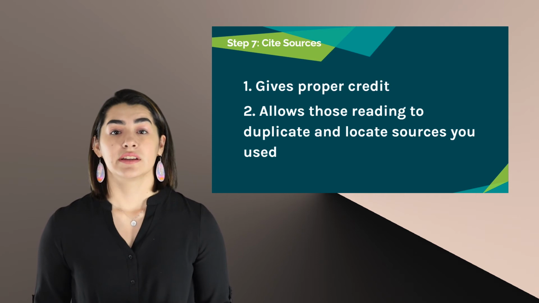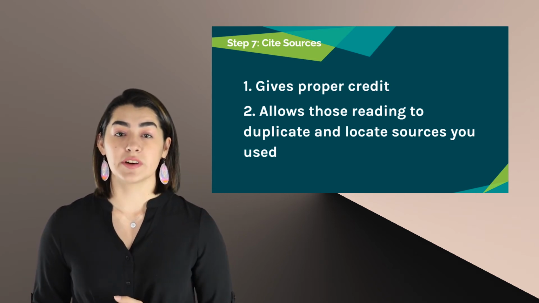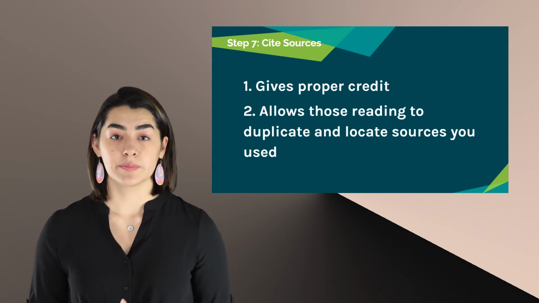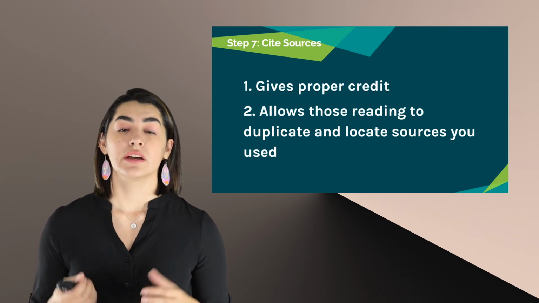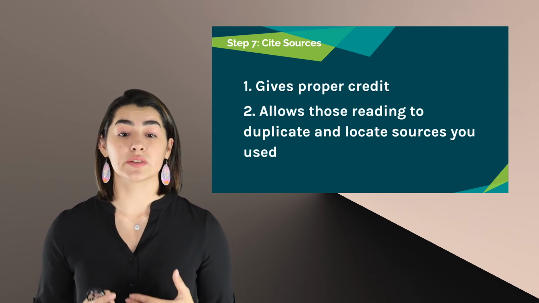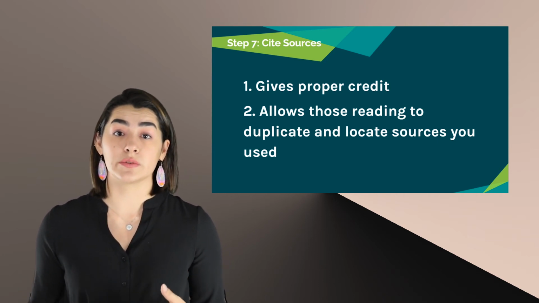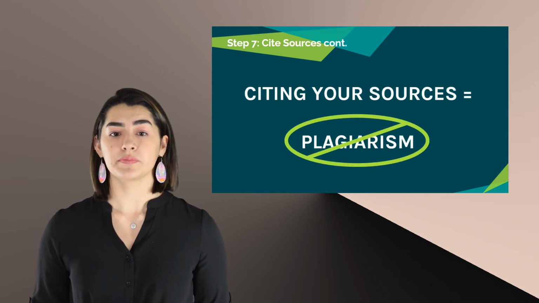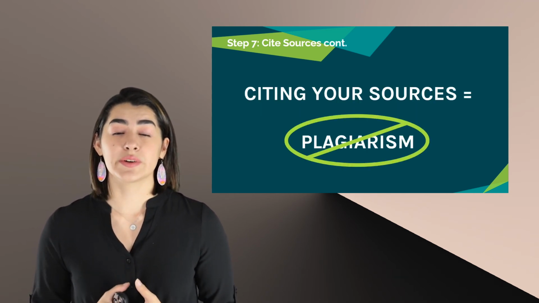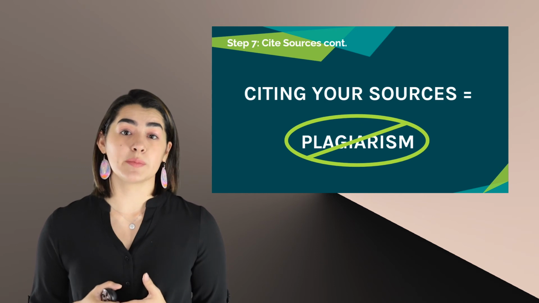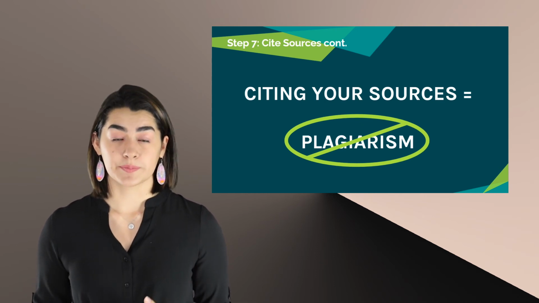Citing your sources has 2 purposes. The first is to give credit where credit is due, and it also allows those reading your paper to locate the sources that you have used so they could potentially use them in their papers. By not citing your sources, that is plagiarism, and we talk about plagiarism later this week.